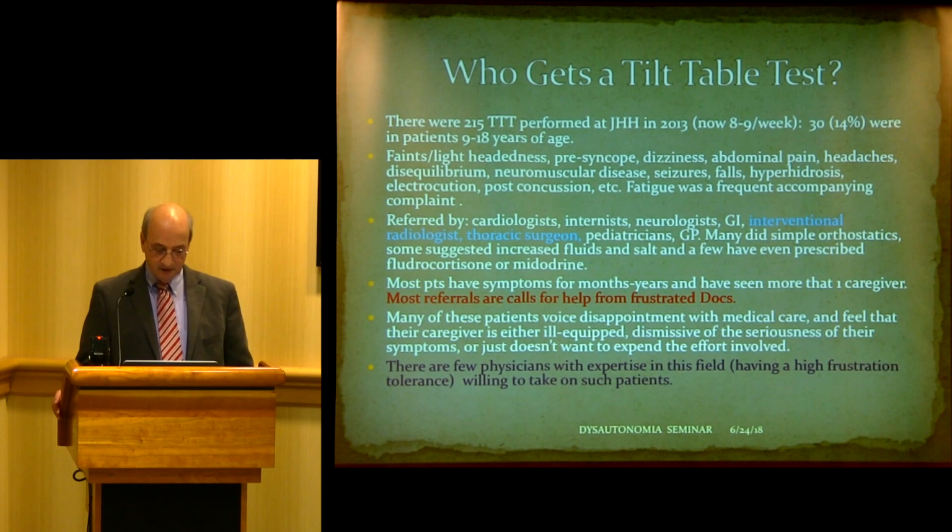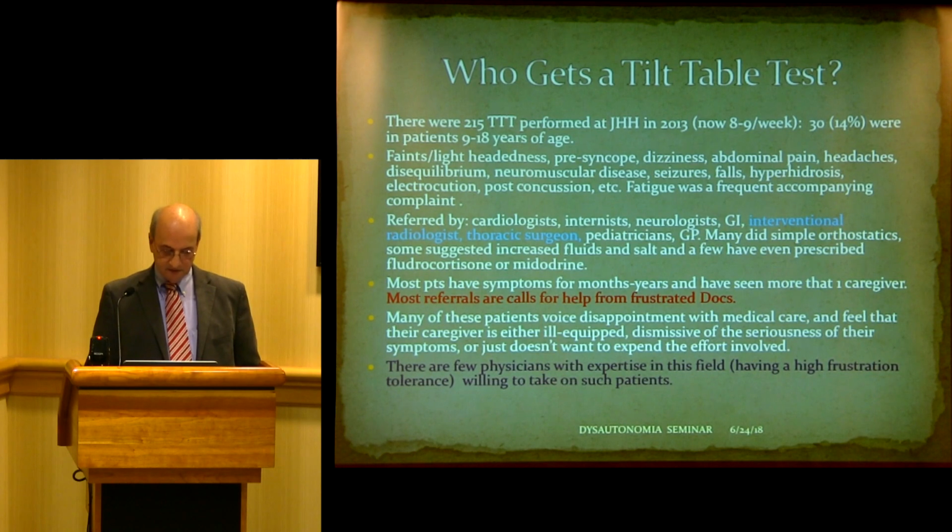And the people who refer to us are other cardiologists, internists, neurologists, but increasingly GI doctors, interventional radiologists, and thoracic surgeons. Why interventional radiologists and thoracic surgeons? Because they're interested in cutting or ablating nerves that are associated with hyperhidrosis, for instance. And they're interested to see whether we can find any other evidence of dysautonomia.